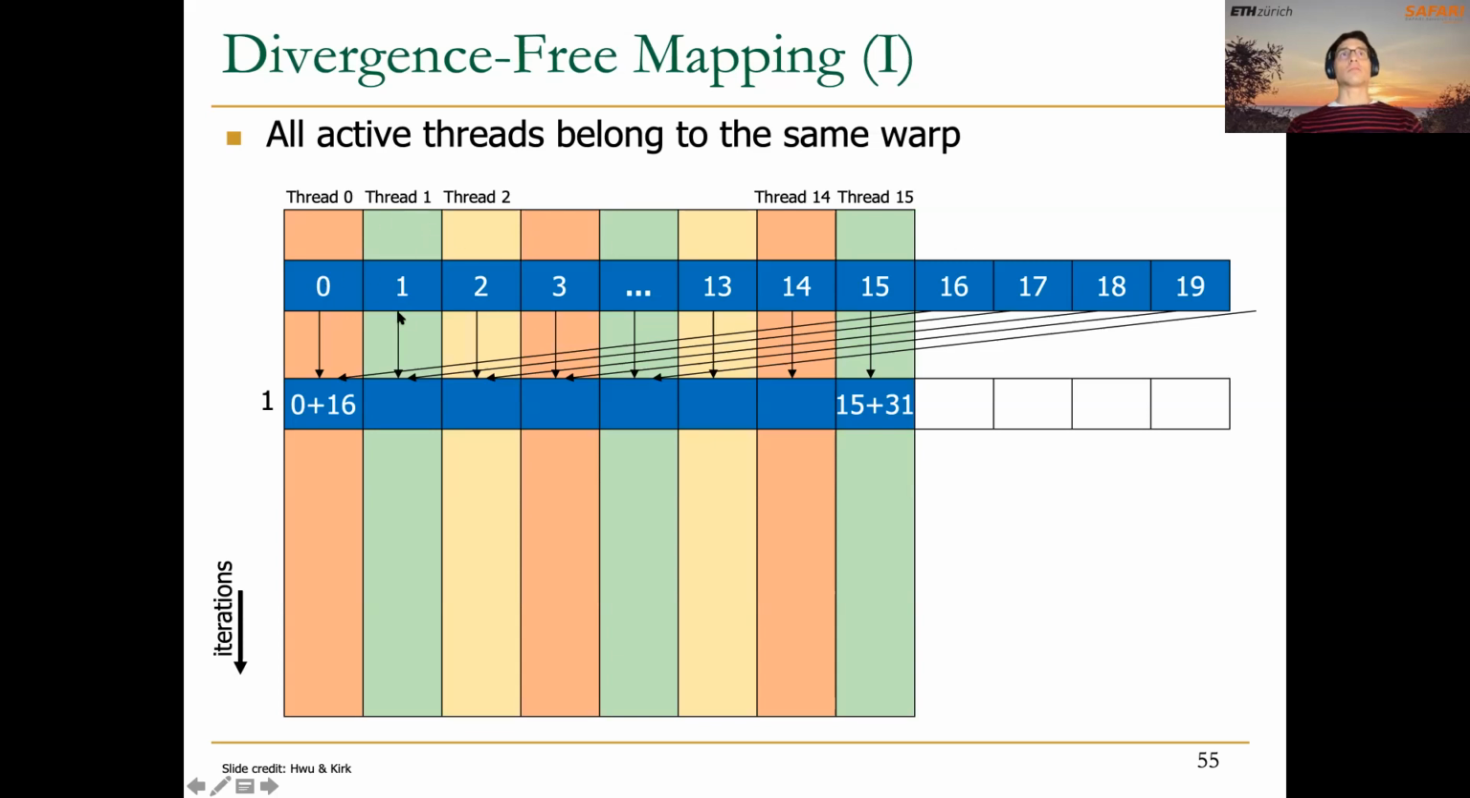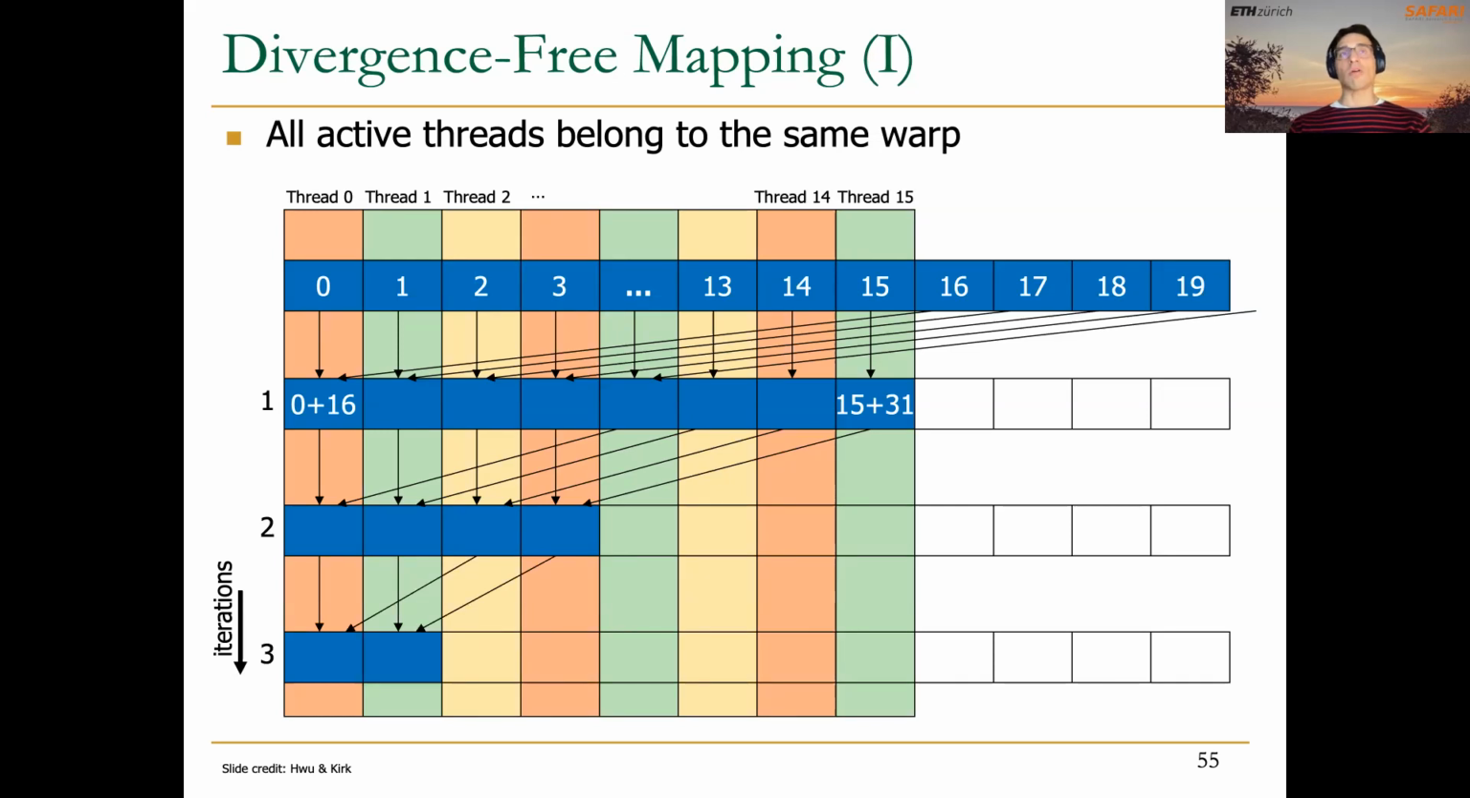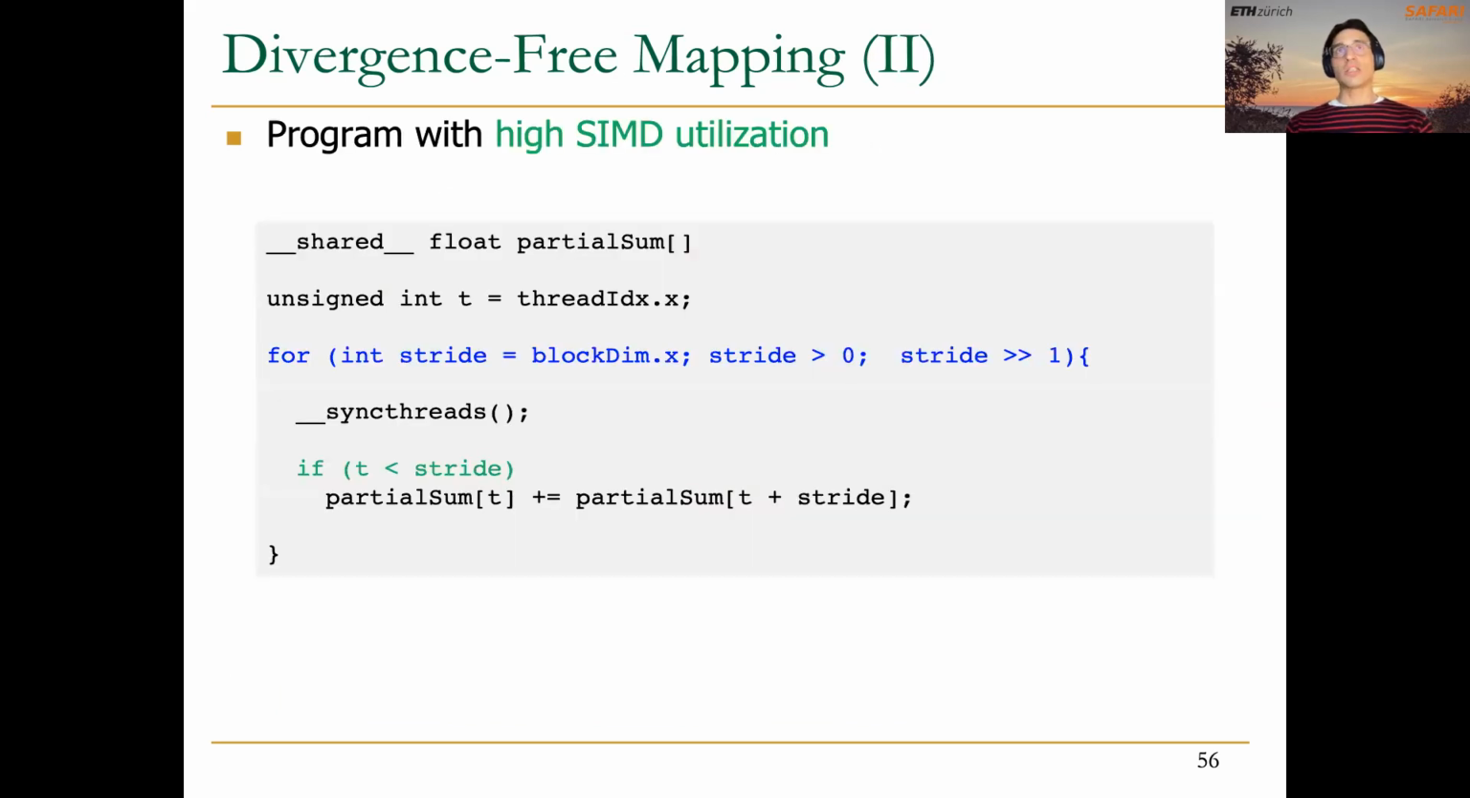Thread 1 is adding elements 1 and 17, and so on. When threads start retiring, we have lower utilization for sure, because not all threads are going to be used, not all warps are going to be used. However, the threads that keep working are consecutive, so likely they belong to the same warp, and because they belong to the same warp, we have an execution with higher SIMD utilization. As I said, we will cover this in more detail in an upcoming lecture.